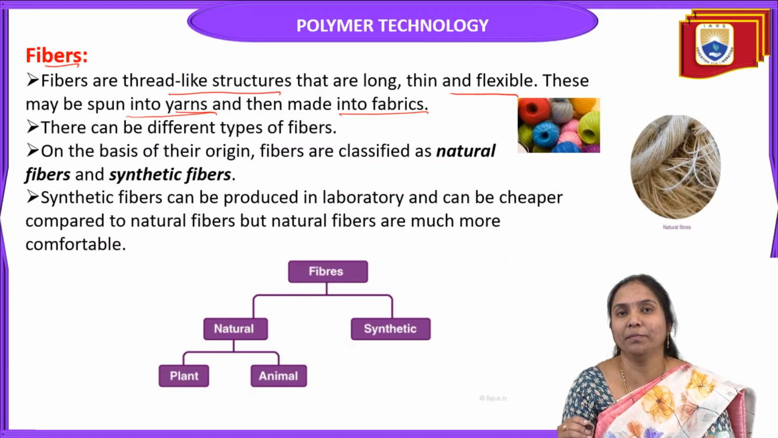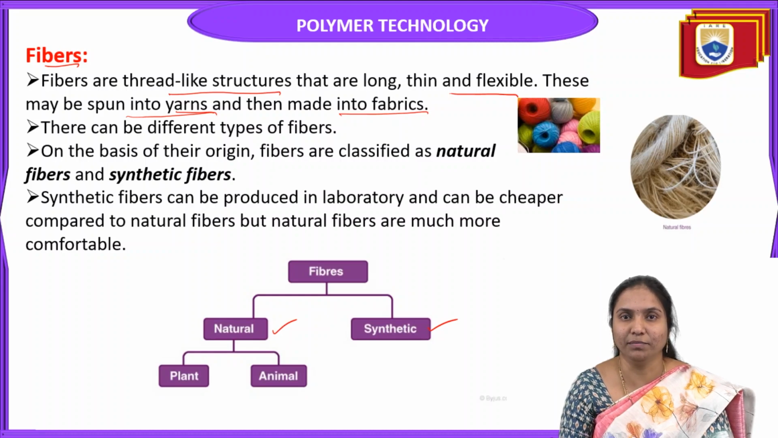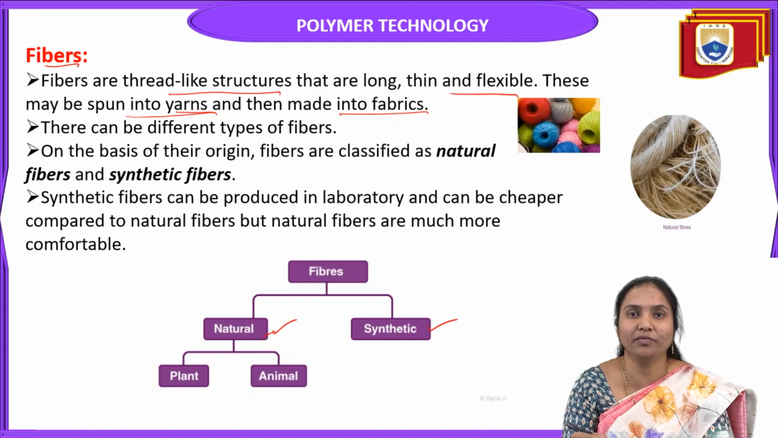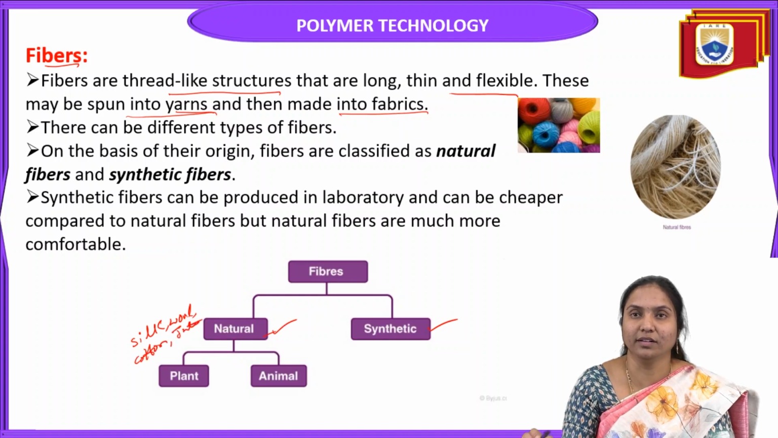Fibers are classified based on origin into two types: natural fibers and synthetic fibers. Natural fibers are obtained from nature, from plants and animals. For example, silk, wool, cotton, jute, etc.